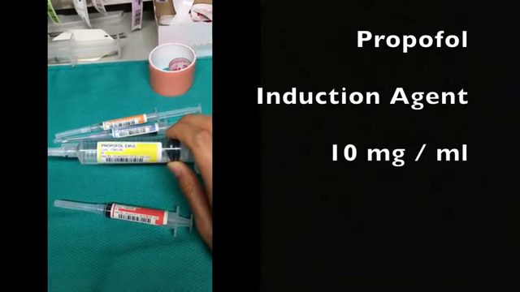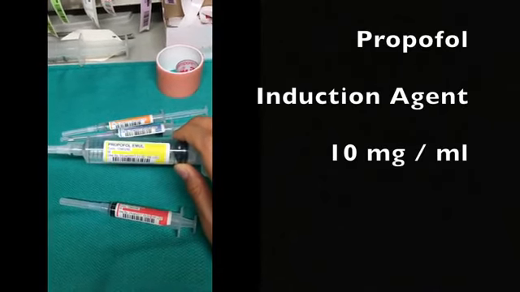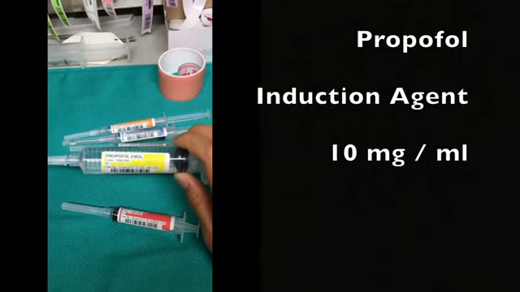But anyhow, lidocaine is given. It's a local anesthetic, but when you give it, it also helps to numb the area, especially because propofol, which we will be giving next, can be painful when you inject it in an IV. So lidocaine can help with that.